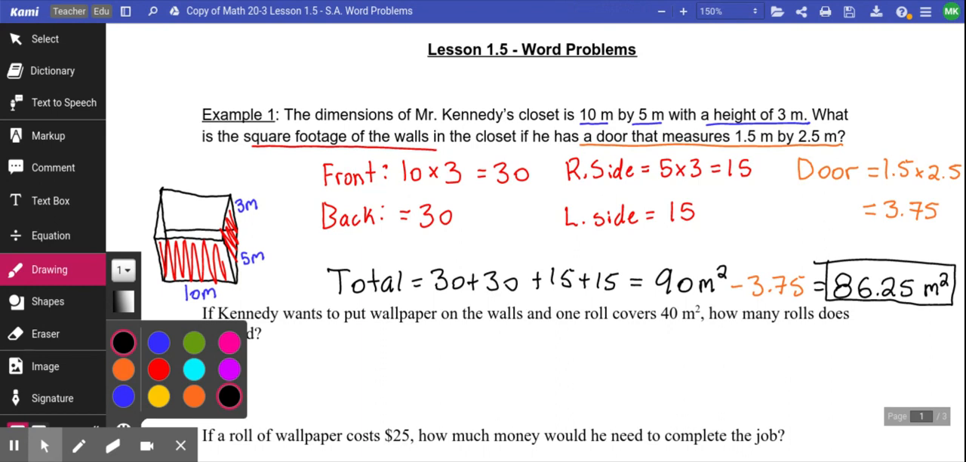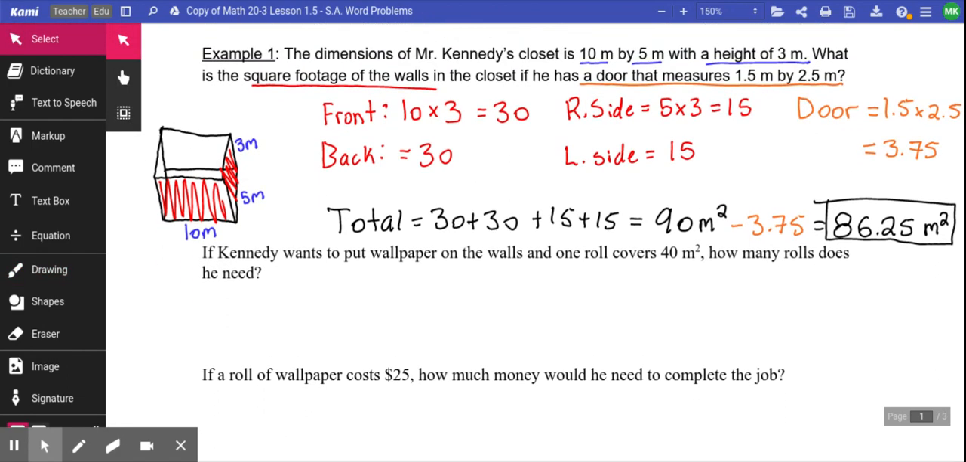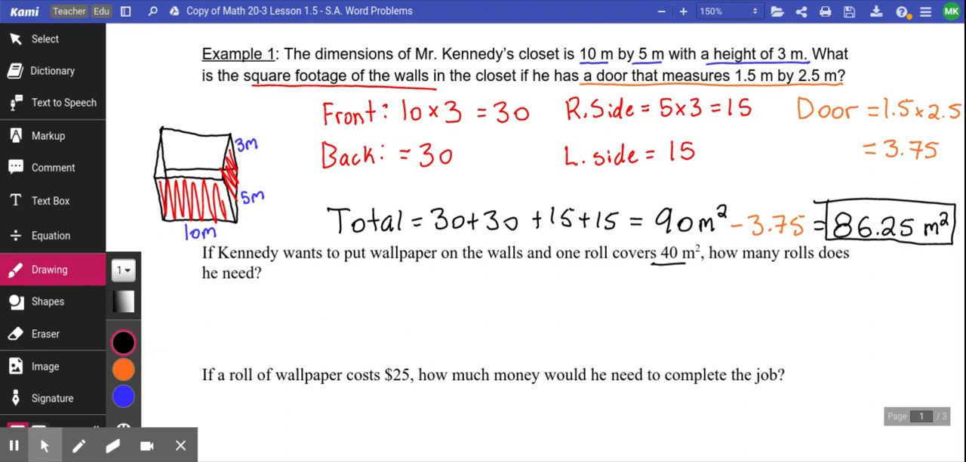Now, like I've said, area is one of the most applicable things you're going to have moving forward in life, so I try my best to make some of these questions relevant. Part B of this question says, if Kennedy wants to put wallpaper on the walls and one roll covers 40 meters squared, how many rolls does he need? So if one roll is 40 meters, how many rolls would it take to cover the walls?